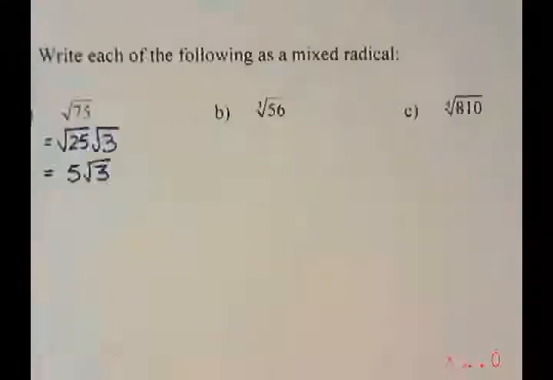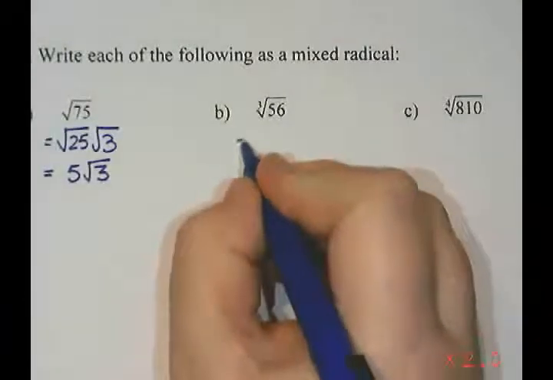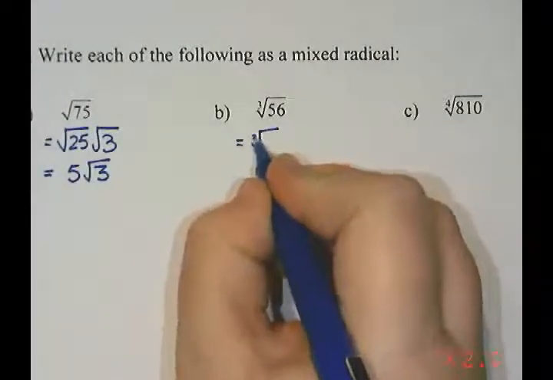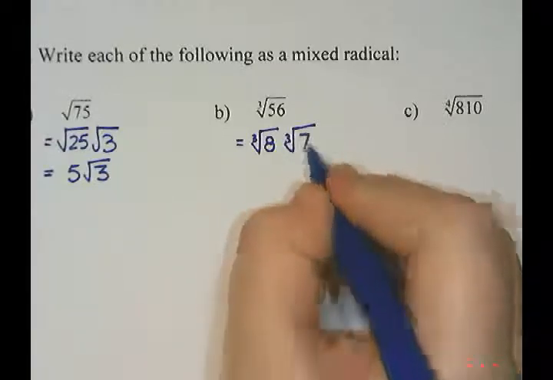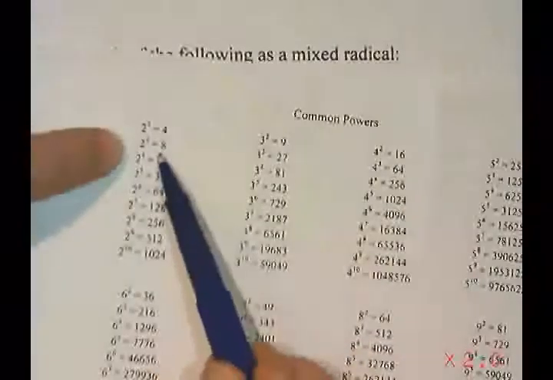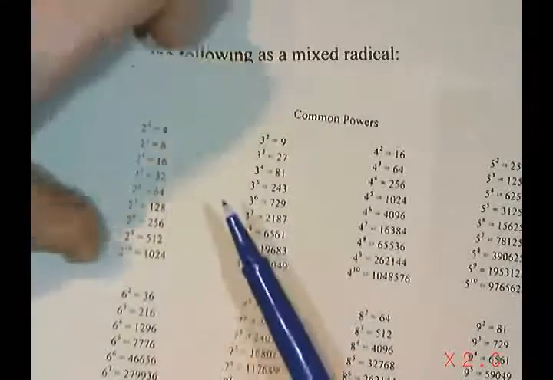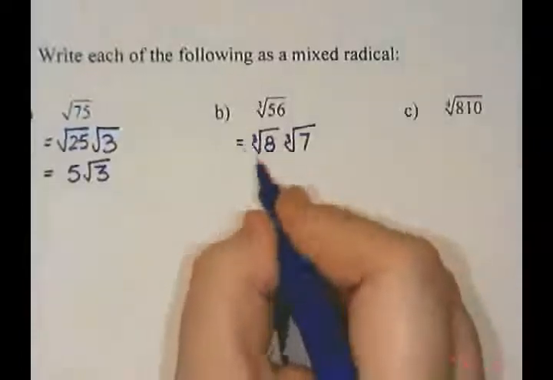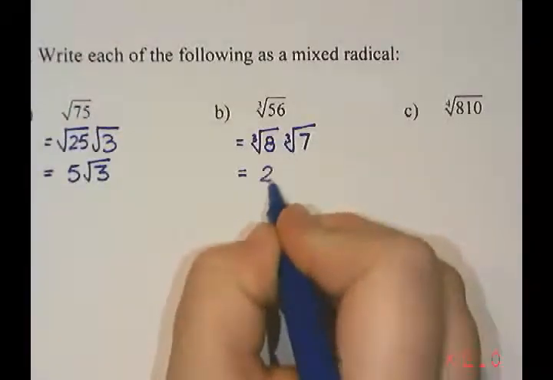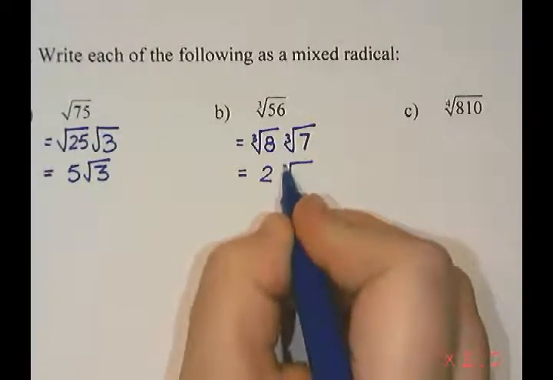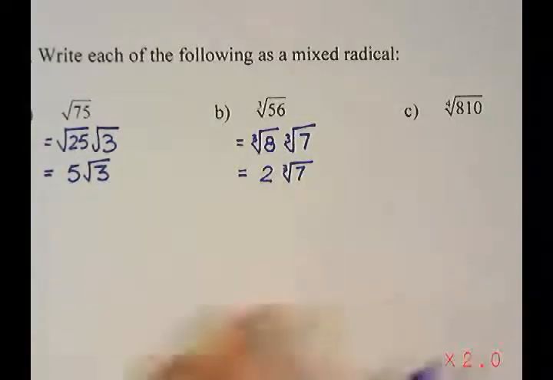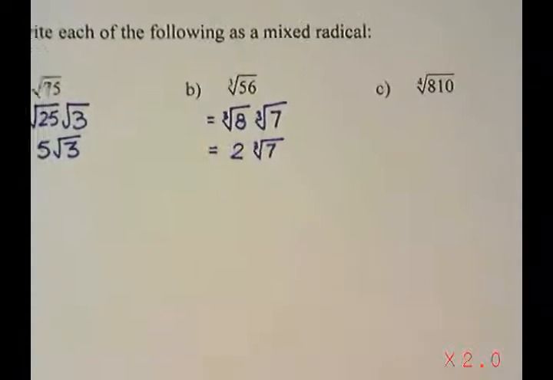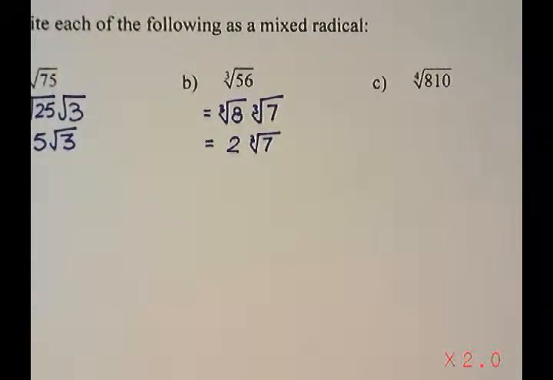So I'm going to say that this is the same thing as not the square root, but the cube root of 8 times the cube root of 7. And then the cube root of 8, well, 2 to the power of 3 gives me 8. So this is going to be 2 times the cube root of 7. I could check it on my calculator, but I know it's going to be a decimal. Now our last one is the fourth root of 810.